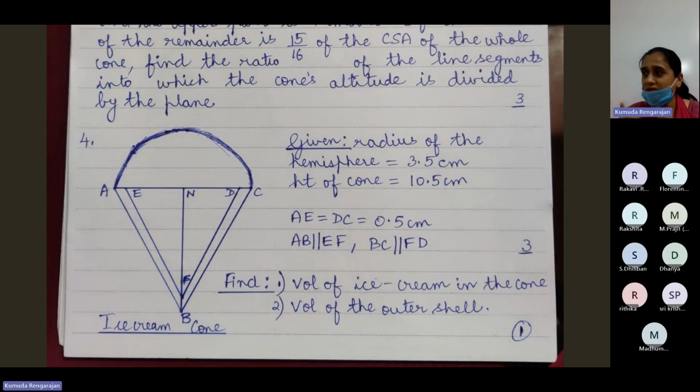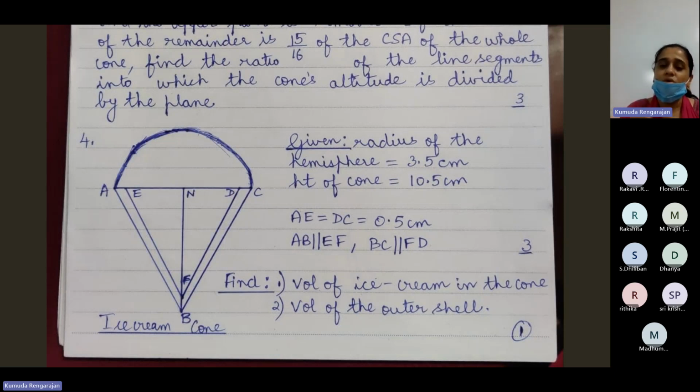For the hemisphere, you need the radius that is given. For the two cones, you need at least two of their three values. For the cones, we have radius, perpendicular height, and slant height. Of these three, you should know at least two. Then you can find the third one if you want using the relation. Correct? So you need at least two.